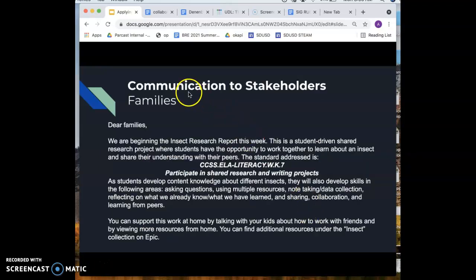Here is my communication to stakeholders. This is my communication to families. You can see where I talk about how students are supported, how they can support students. And in here, there would be a link to that collaboration checklist, as well as the insect collection on Epic, so that they are directly connected to that.